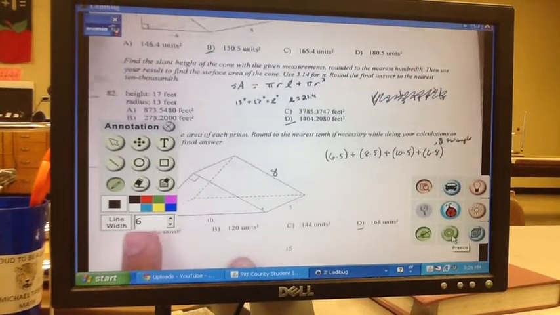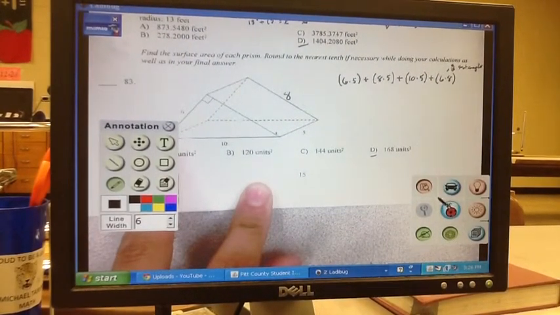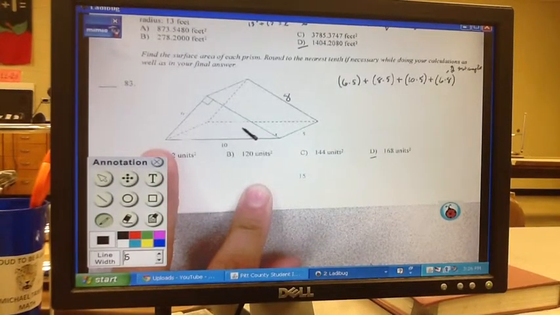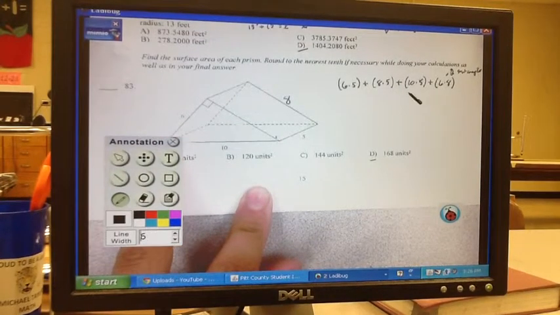Alright, moving on to 83. Finding the surface area of this picture. I just simply broke down each step. Where did I go from here? Let's talk about my two triangles first.